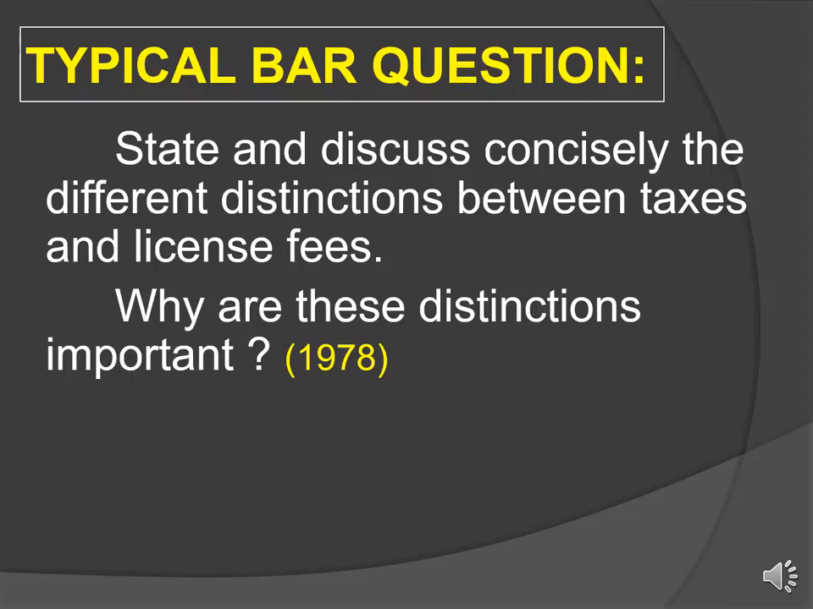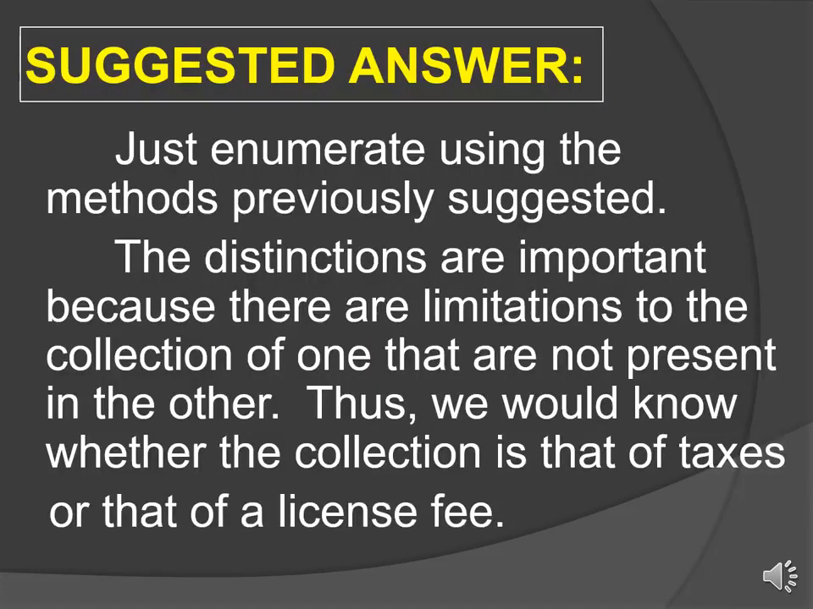So having seen this, how are you going now to explain and answer this? You remember we talked about the enumeration type before? We have to use either the vertical or horizontal type of analysis. So use that. And then you have the theoretical discussion. Why are these distinctions important? We said a while ago that the distinctions are important because there are limitations that apply to a tax but do not apply to a license fee. So that's why we said, let's have a look at this one.